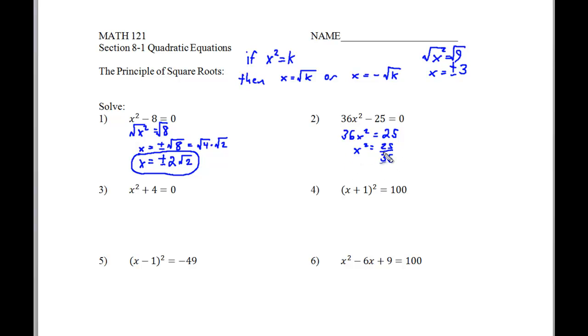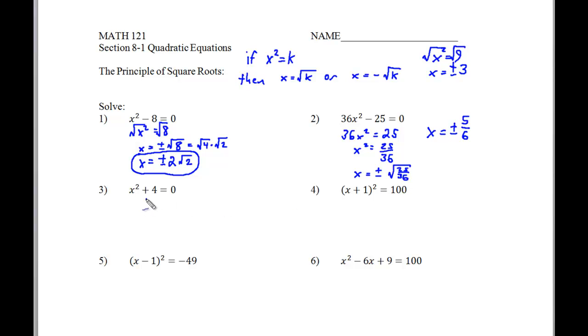Then I take the square root on both sides. x is equal to plus or minus the square root of 25/36. And using our quotient rule from the previous chapter, I can split this into the square root of 25 divided by the square root of 36. So x is going to be equal to plus or minus 5/6, because the square root of 25 and square root of 36 is perfect.